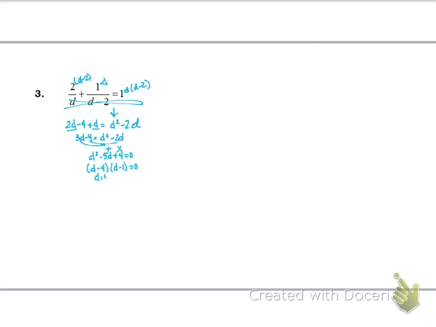So I get d, when I solve my first one here and set it equal to 0, I get d equals 4. My second one, I get d equals 1. Now we got to check our restrictions. So this bottom here, when I set it equal to 0, I get d cannot equal 0. When I solve this other one, I get d cannot equal 2, which is neither of my answers, so it's good.